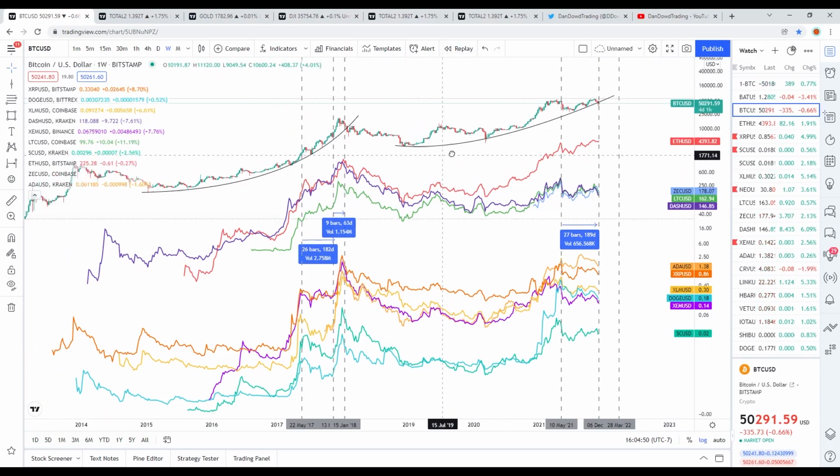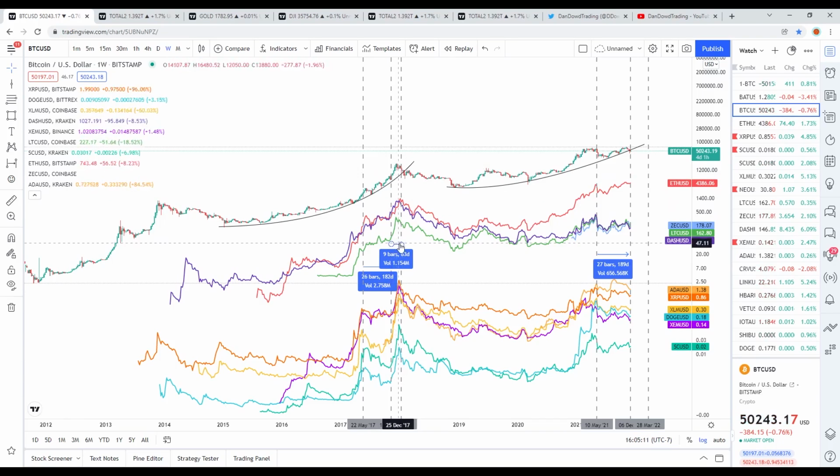And as you can see in this little 2-month window right back here at the very top of the 2017 bull run, that's when the altcoins started to go parabolic. Before Bitcoin topped, these things started going parabolic, and then after it topped, they still continued on their massive rallies.